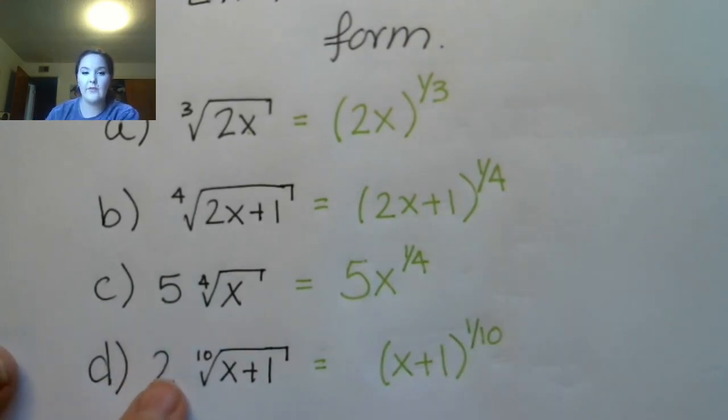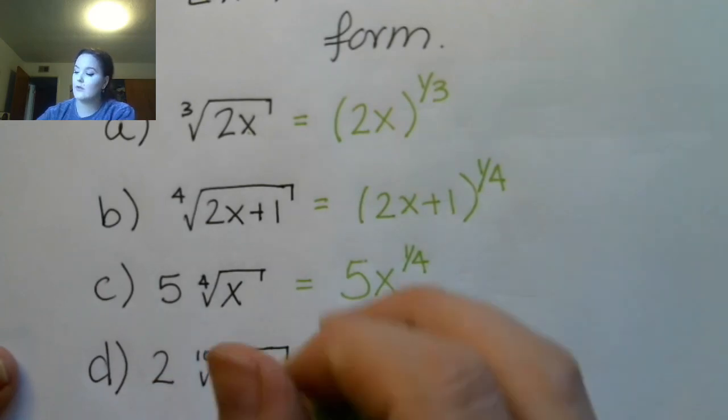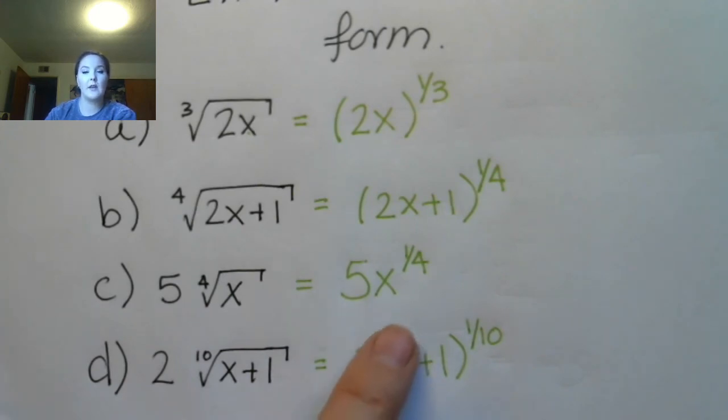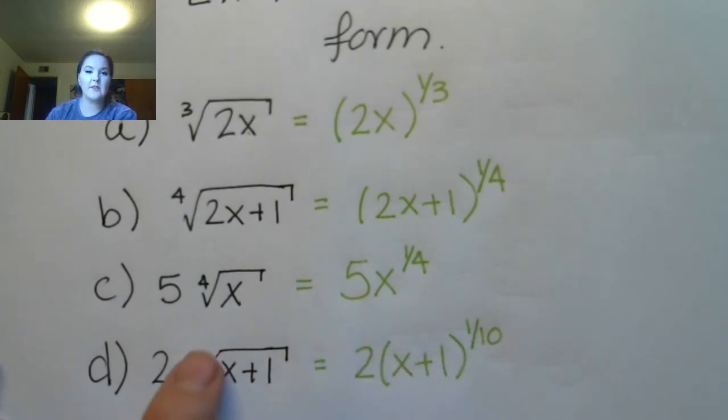Now I have this coefficient of 2, so I'm going to put the coefficient of 2 here. It needs to be outside the parentheses because the parentheses mark the base, just like this root symbol marks the radicand. So just like the 2 is outside because it's a coefficient here, the 2 is outside the parentheses because it's a coefficient here.